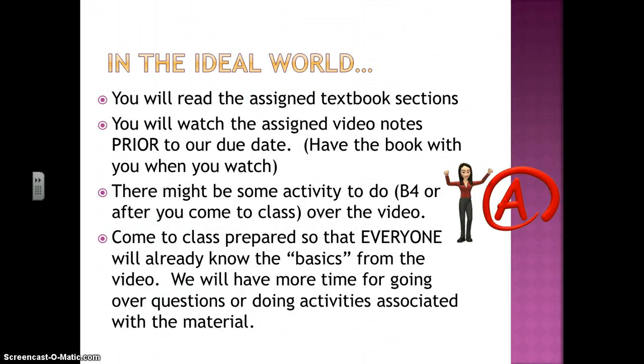Now, ideally, what does this look like? Well, in a perfect world, you would read the assigned textbook sections, so you'd already have a little bit of an idea what we're talking about. Then you're going to watch the assigned videos, again, prior to the due date. And I always recommend have the book with you, because you never know when you may be able to kind of link back and forth. Sometimes I'm going to ask you to go to a certain page and kind of look over something.